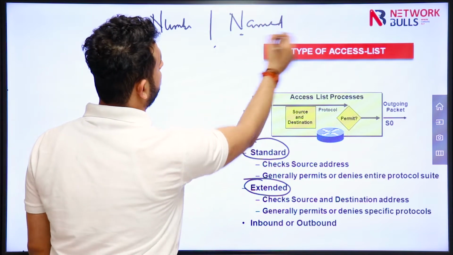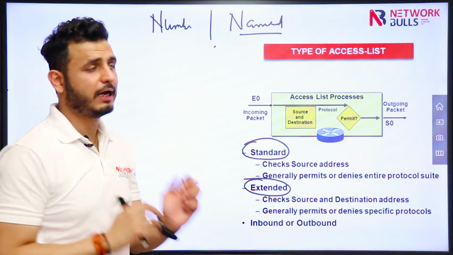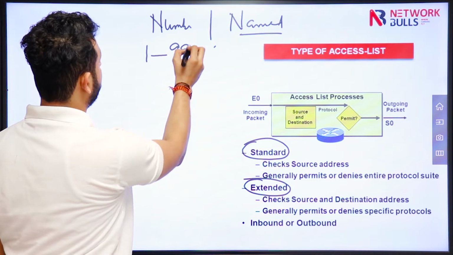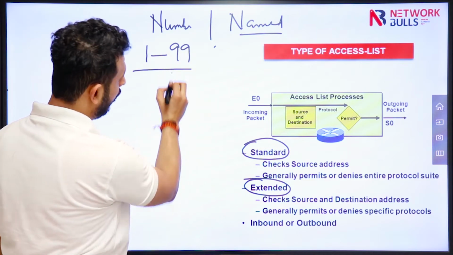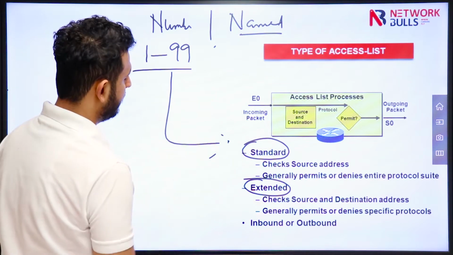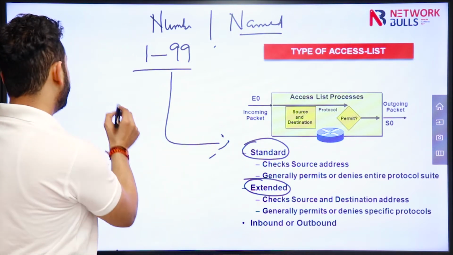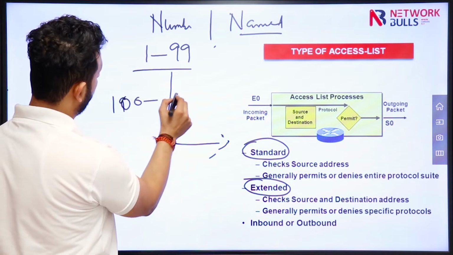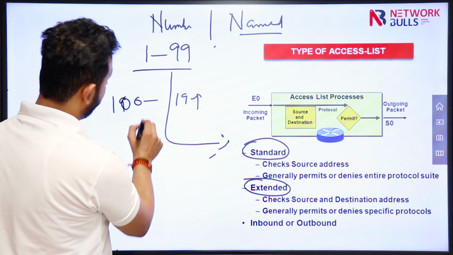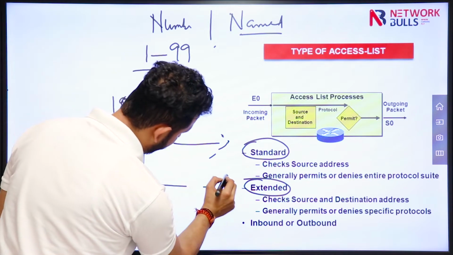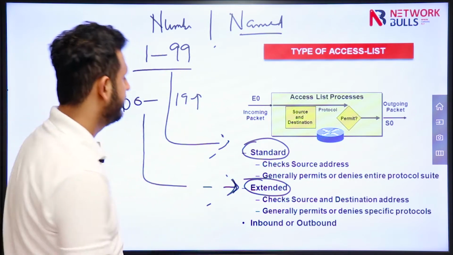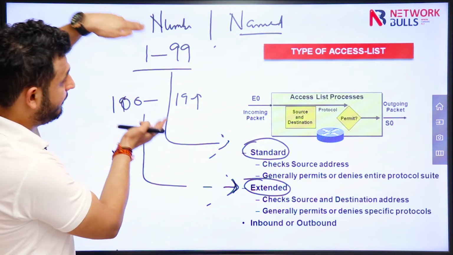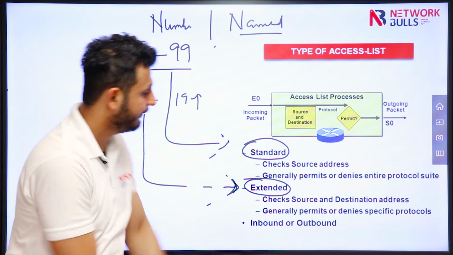So there are some things which are predefined on IOS. If you are creating an ACL from number 1 to 99, IOS will always assume that ACL to be standard. If you are configuring an ACL with a number 100 to 199, IOS will always assume that ACL to be extended. So instead of using the name, you can also use numbers. So these are the predefined numbers for these types of ACL.